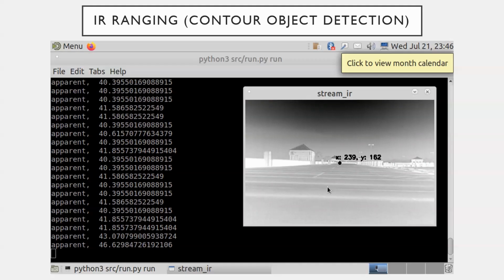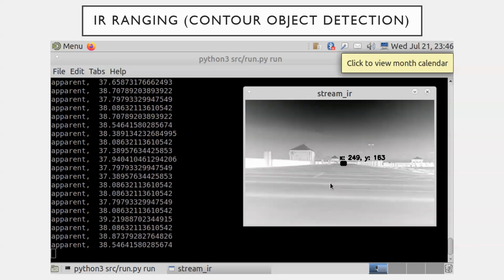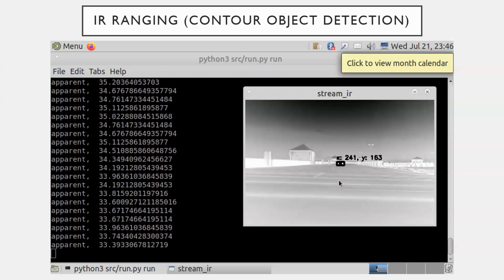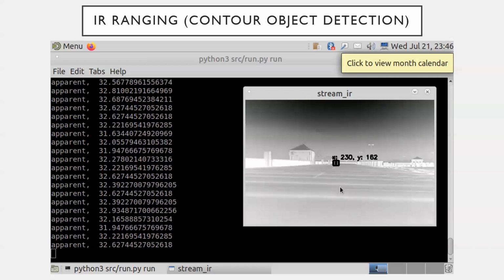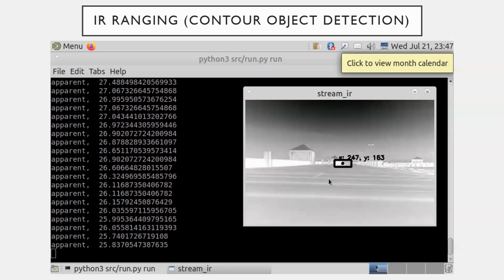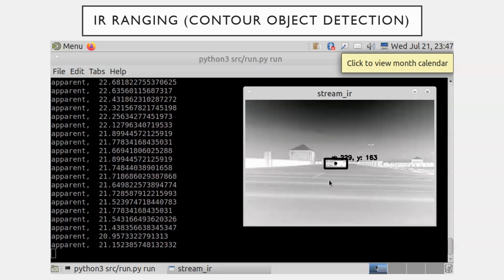Here we have the IR ranging using the contour object detection. When it was first detected, it gave us a range of about 46. Then, as the car moves closer to the camera, the surface area detected is going to be larger, and we're going to get more pixels. And this calculates to closer and closer distances to the IR camera.